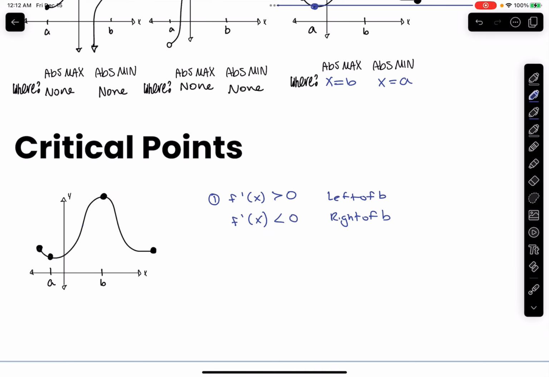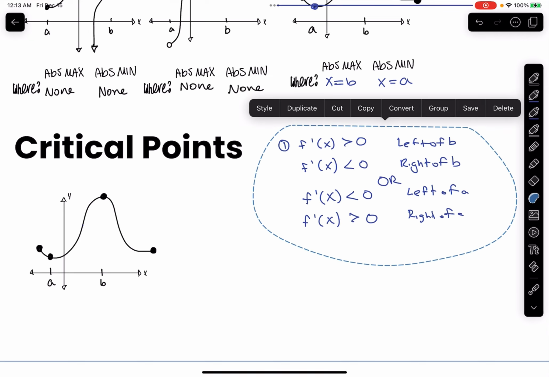But what happens with the minimum? Well, the opposite situation. To have a minimum, you need to go down and then up. What we're really saying is that to the left of a, the slope of the function has to be less than 0. But then what's happening to the right of a? The function is going up. What does that mean for the slope of the function at these points? That the slope is positive. So therefore, to the right of a, the slope at all the x values has to be greater than 0. That's the "or," because a critical point could be a maximum or a minimum.